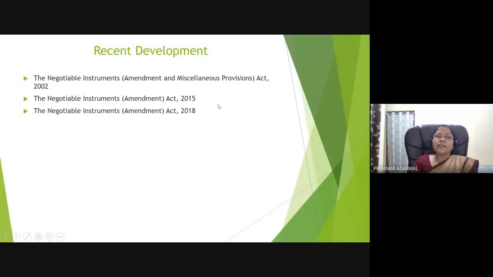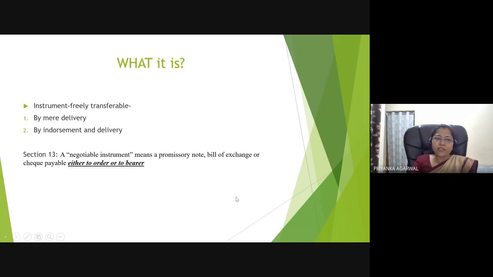So these are the recent developments wherein a few amendments came in 2002, 2015, and 2018. You have to go through exactly what amendments came. Basically 2018 and your chapter 17. These are important.